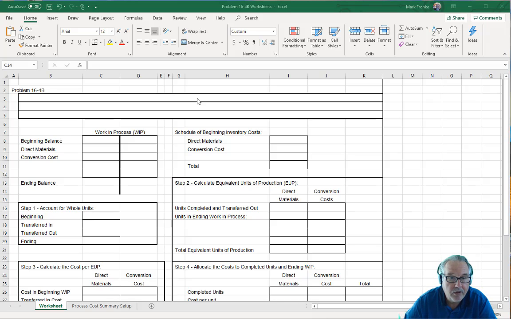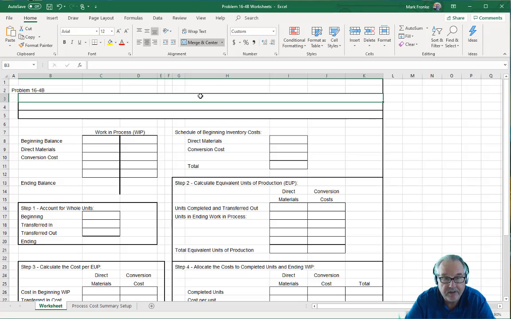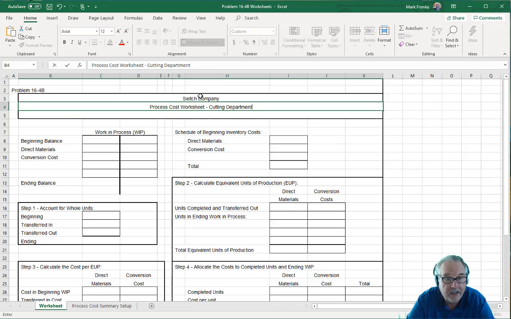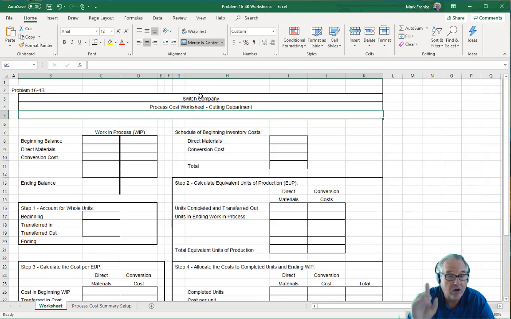Obviously, the first thing we always need is a heading. This is the Switch company, and this is the process cost worksheet for the cutting department. This company has a cutting and assembly department, so we're focused on just the cutting department.